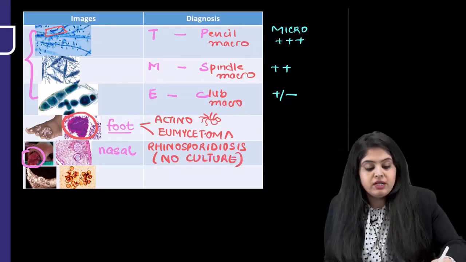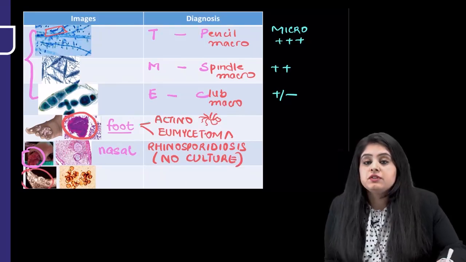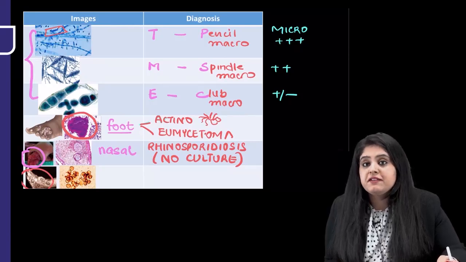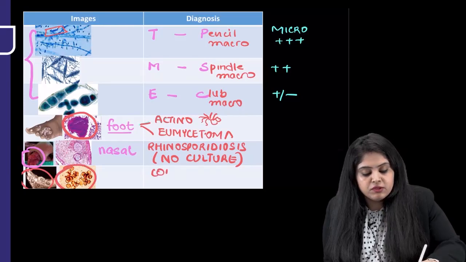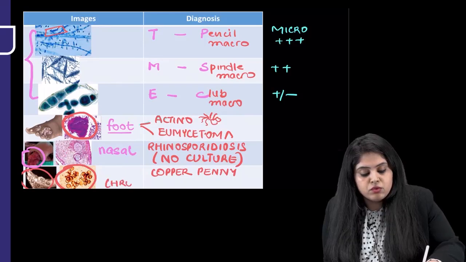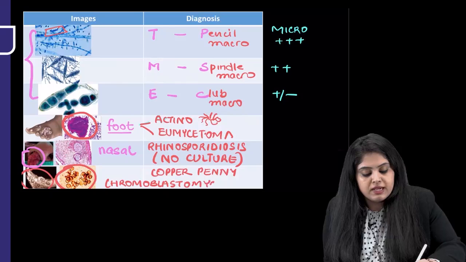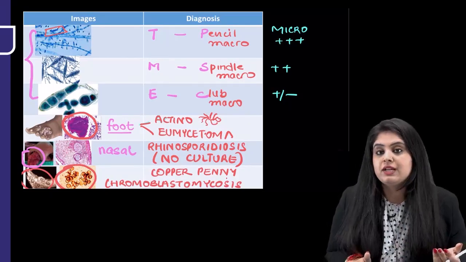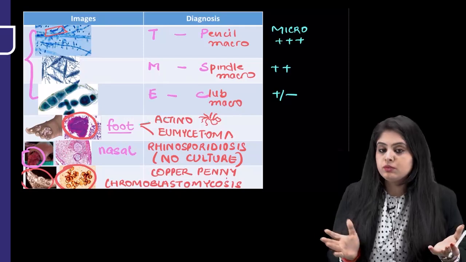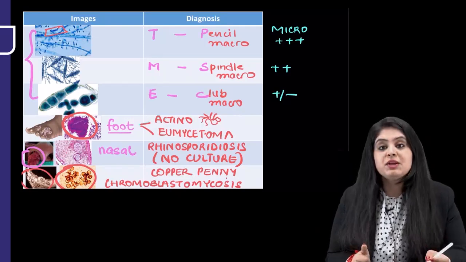Coming to the last one, I can see a foot, a forest worker's foot, all the FF, Fonsecaea, forest worker, foot, amphotericin, all the FFF things coming, and the very famous copper penny bodies. So as soon as I see the copper penny bodies, I am talking about chromoblastomycosis. Chromoblastomycosis comes to our mind, and that is what sums up everything that you have studied in the superficial and the subcutaneous mycosis, with which you are ready for practicing a few questions.